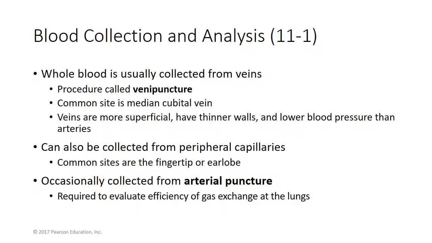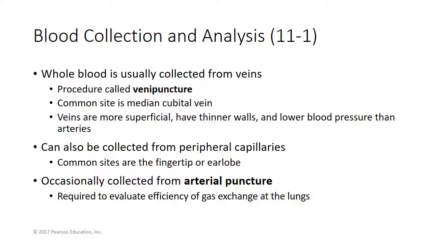Let's talk about where you get it. Most of the time, when collecting whole blood, you'll need to collect it from the veins. We call this procedure venipuncture. So primarily what's done, especially in adults, is the use of the cubital vein on the arm, right at the seat of the elbow. The veins are more superficial, they're thinner, and the best part is they have lower blood pressure than arteries. So when you need to conduct venipuncture, there's less likelihood that anything's going to spray out and you'll have a nice, even, predictable draw.